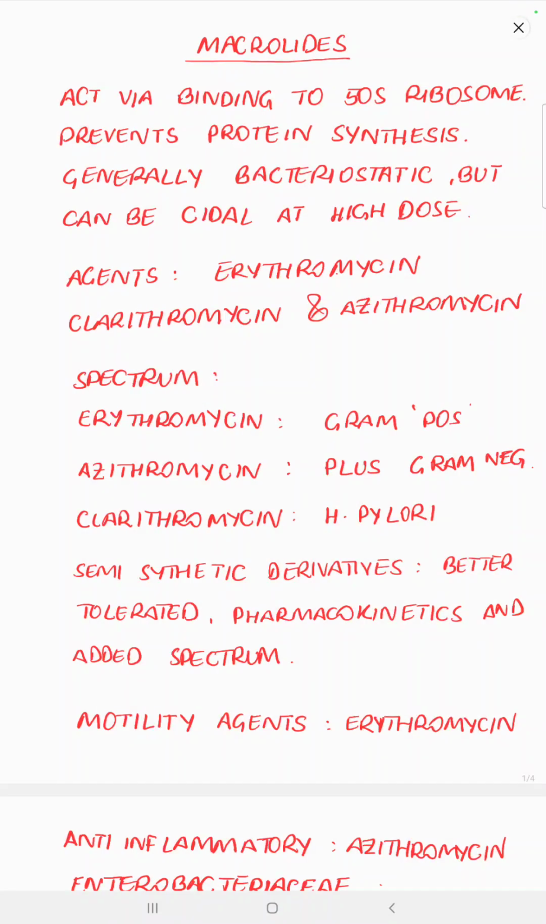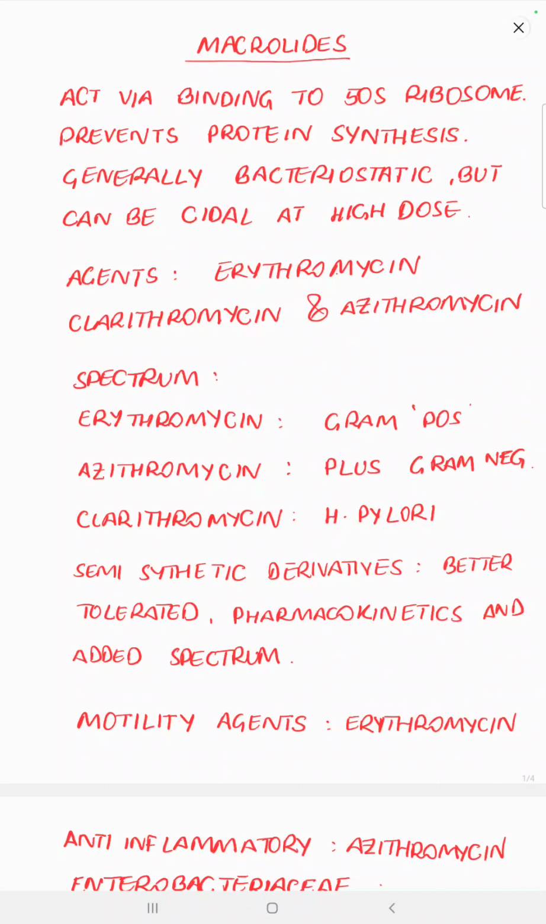In this section, we will talk about the macrolide antibiotics. They act via binding to the 50S ribosome and prevent protein synthesis. Generally considered bacteriostatic, but they can be cidal at high dose. Agents available are erythromycin, which is the earliest one, and the semisynthetic derivatives clarithromycin and azithromycin.